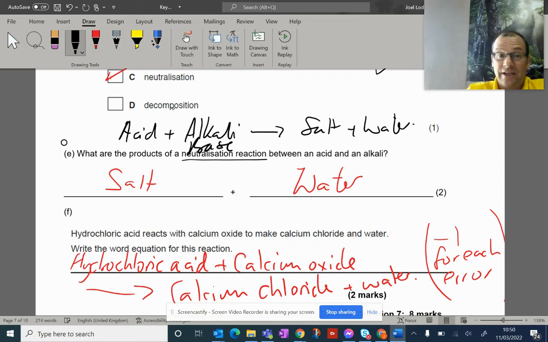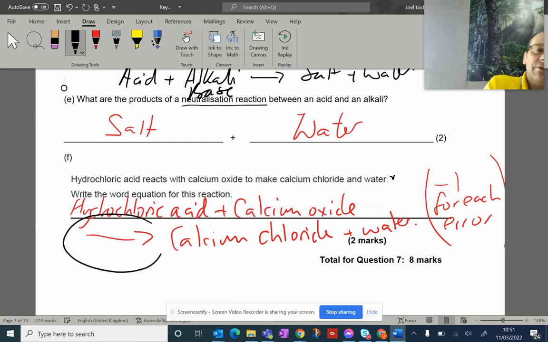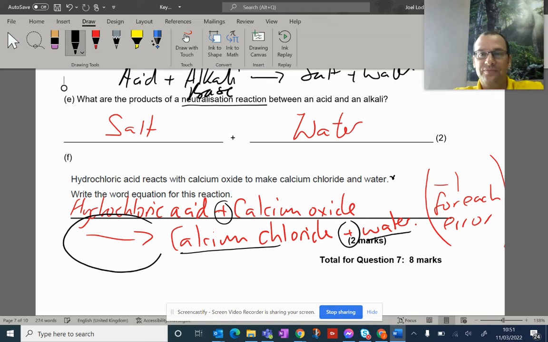All right, now actually it gave you this equation here, right? Hydrochloric acid reacts with calcium oxide to make calcium chloride and water. Write the word equation. Simple as that, no tricks there. It was just saying, can you write that as an equation? So we needed that arrow in the middle, and we needed the correct names in the correct places on either side of the equation.